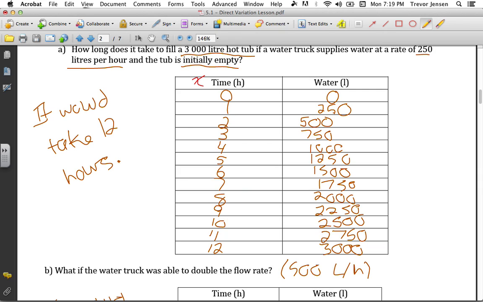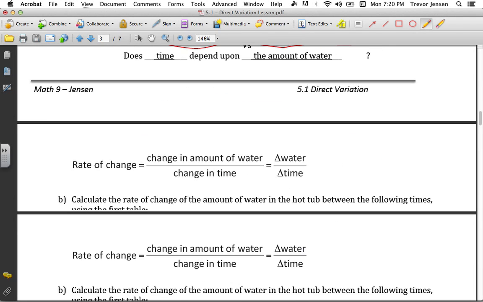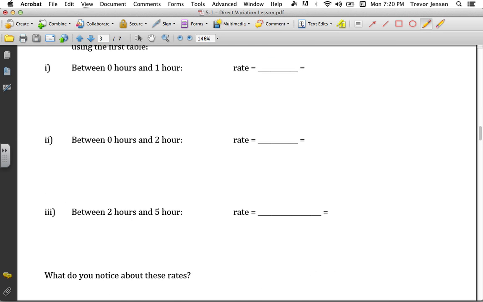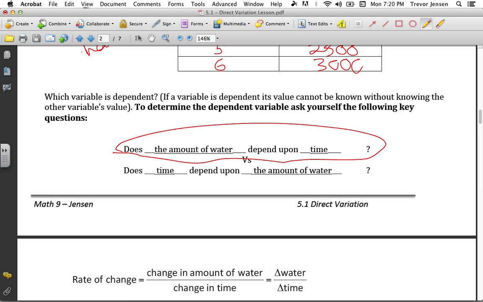Water is in the right-hand column, because water is the dependent variable, and the dependent variable is always in the right-hand column, and we use the letter Y to represent the dependent variable. Water depends upon time. And we're going to look more closely at this relationship between these two variables, and we're going to see why this is a direct variation relationship. So, before we can make the connection, we have to look at what a rate of change is.